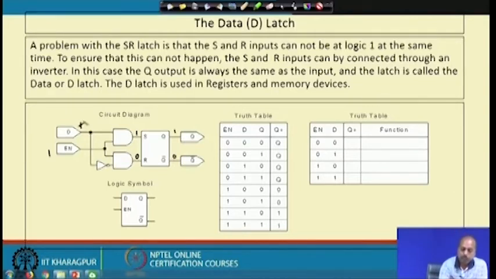Now, if I put D equal to 0 when enable equal to 1, then S is 0 and R is 1, and by the behavior of the SR latch we know that it will reset the Q output to 0 and Q bar to 1. So, you see if we make an SR latch and we just connect an inverter between the S and R inputs, we get the D latch.